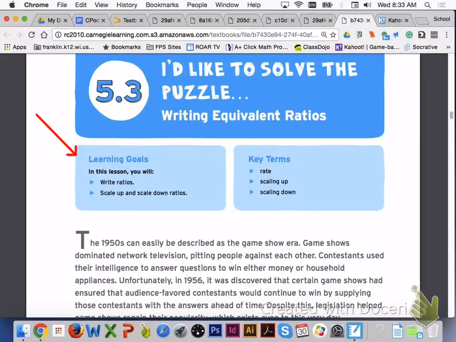Hi class, in lesson 5.3 you will be learning about writing equivalent ratios. Learning targets for today, you will write ratios and scale up and scale down ratios. Key terms to look for in lesson 5.3: rate, scaling up, and scaling down.